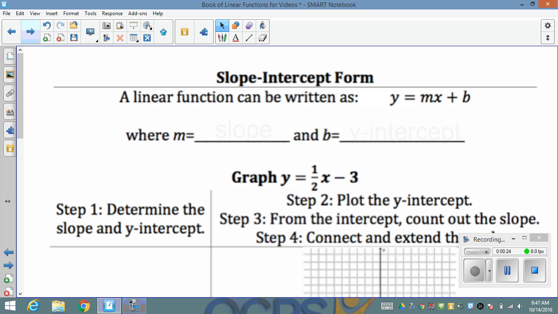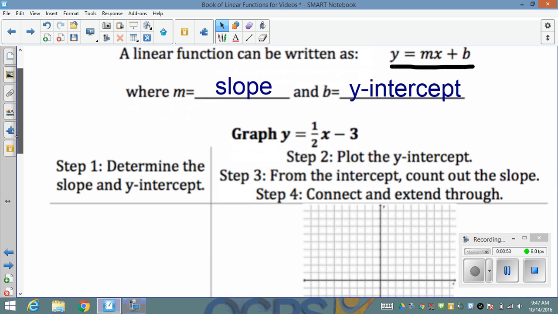When we take a linear equation and we solve for y, it ends up looking like this, y equals mx plus b. Now, this is a very important form because when we have this form, our m is actually our slope and our b is actually our y-intercept. This makes graphing very easy because we can plot our y-intercept and count out our slope. So let's take a look at an example.